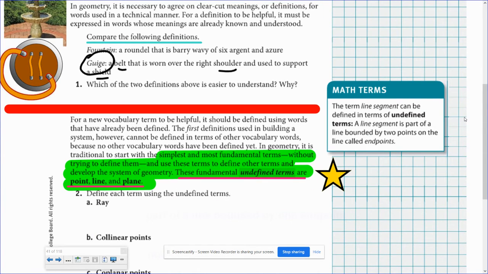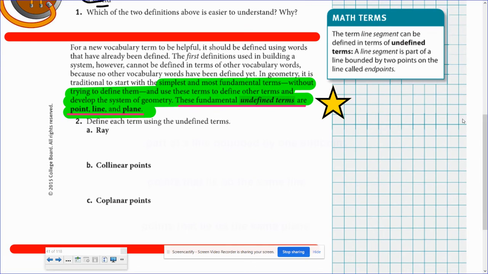Okay? So geometry is thought of using the same thing. So all geometry is built on what they call the fundamental undefined terms of geometry. And those 3 terms are point, line, and plane. So every definition that we know in geometry or that we're learning or going to learn are based on these 3 definitions. A point, a line, and a plane. So that's from our first lesson, we defined those terms.